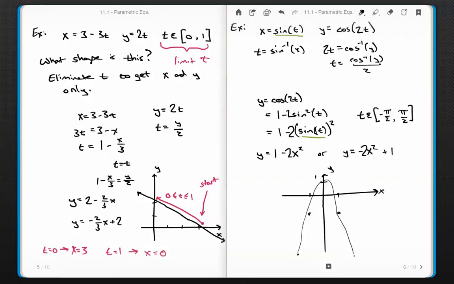Well, when it's pi over 2, x is... sine of negative pi over 2 is negative 1. So here in red, we would have x equals negative 1, and then here we have x equals 1. So really, we're only going along this line here when we limit our t from negative pi over 2 to pi over 2. And a lot of your homework problems only want you to sketch a certain range.